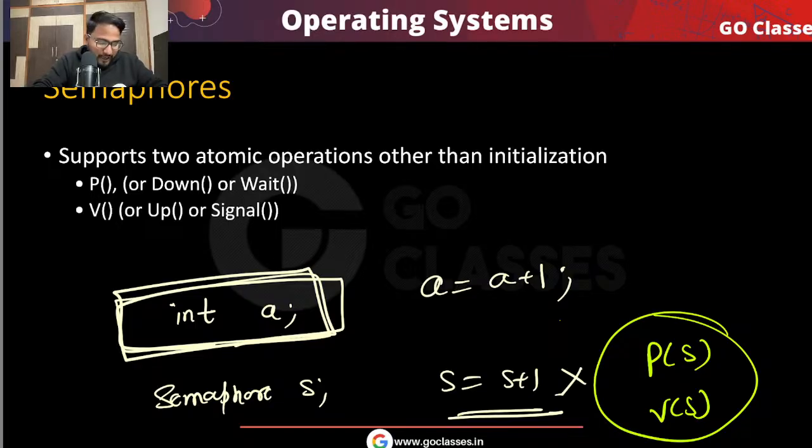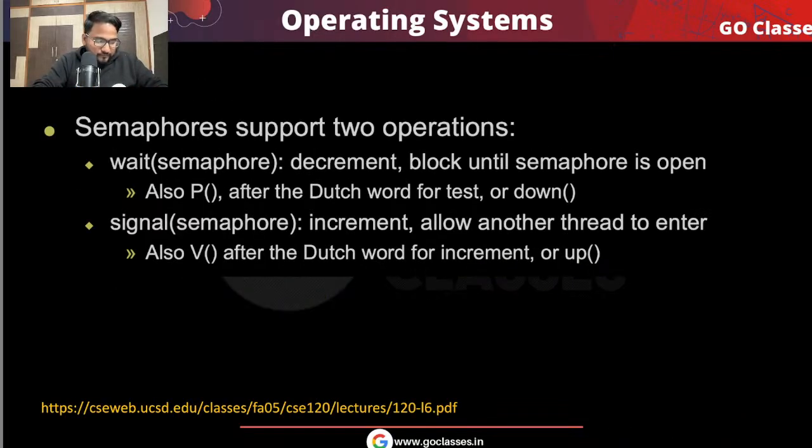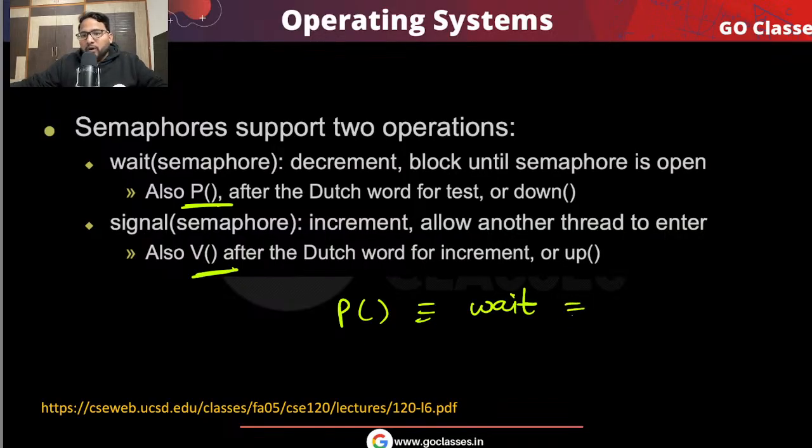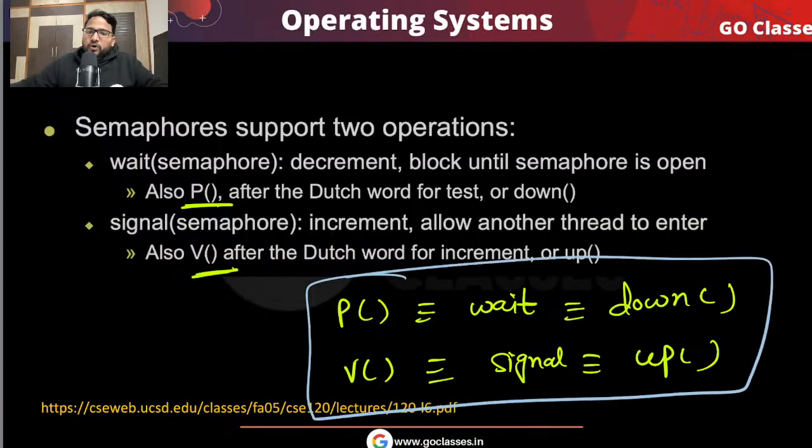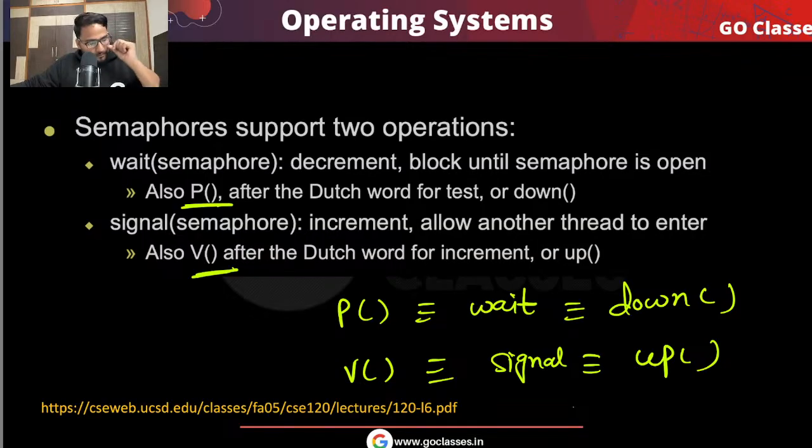So what are P and V? Semaphore supports two operations: one is P, another one is V. P is also called wait by some people, and some call it down. These are different names for the same function. V, some people call it signal, and some call it up. So these are the different names for P and V. Is this okay to everyone? Just let me know.